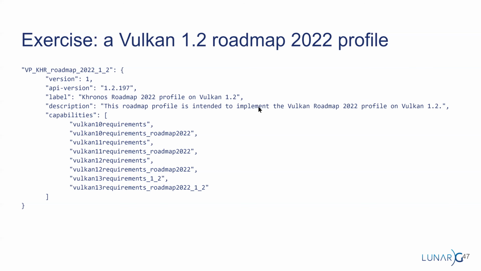So I would like to make an exercise, and this exercise is totally pointless, but at least it gives a point. What we are going to do is edit the roadmap 2022 file, which will allow us to see exactly what is in the file and what it looks like. And we will edit this file to create a new roadmap 2022 profile, but implemented on top of Vulkan 1.2.